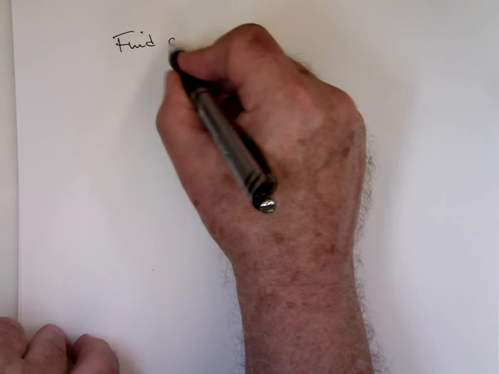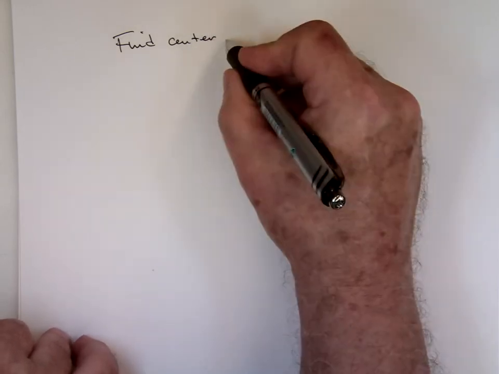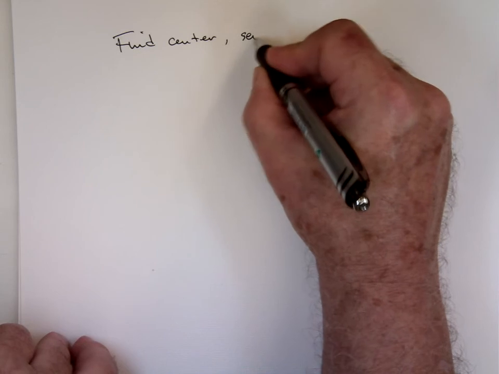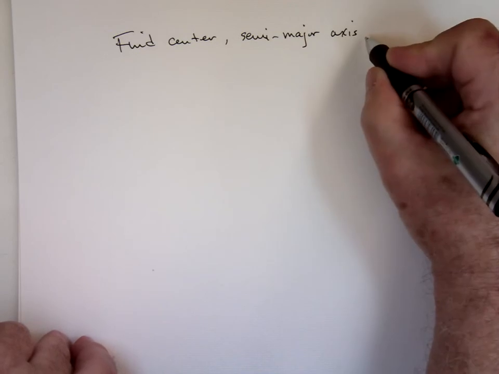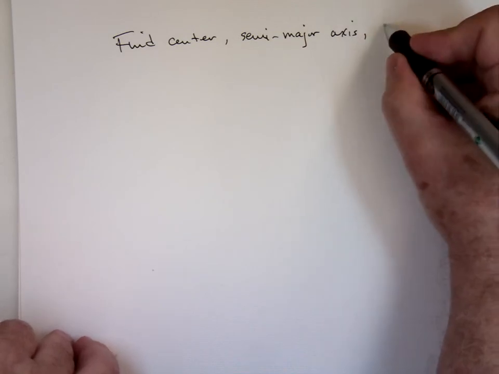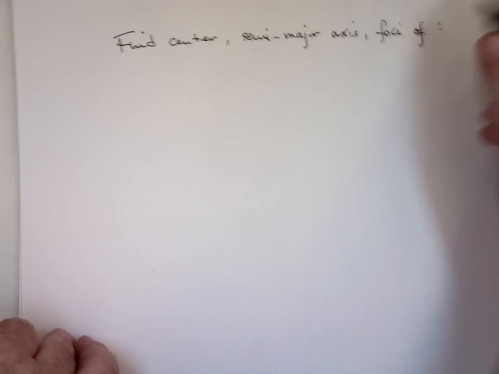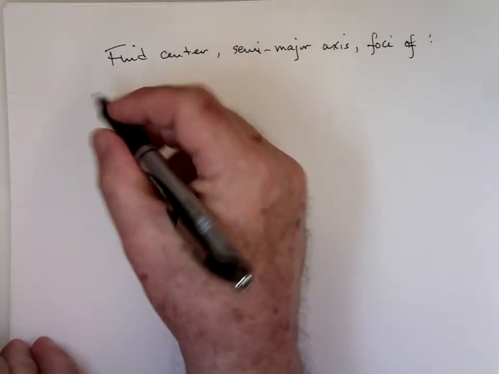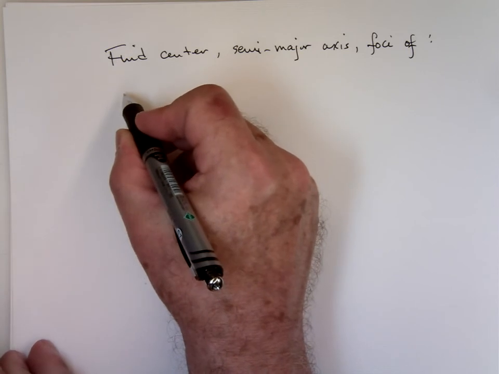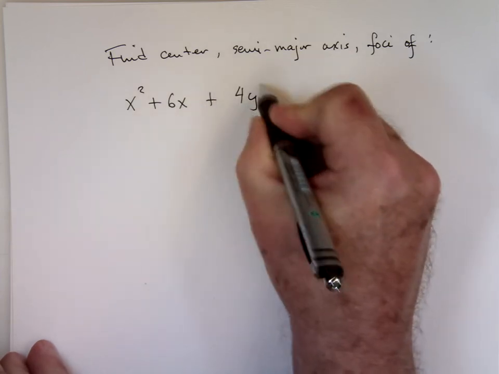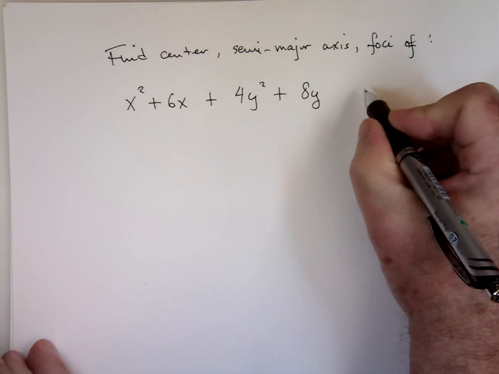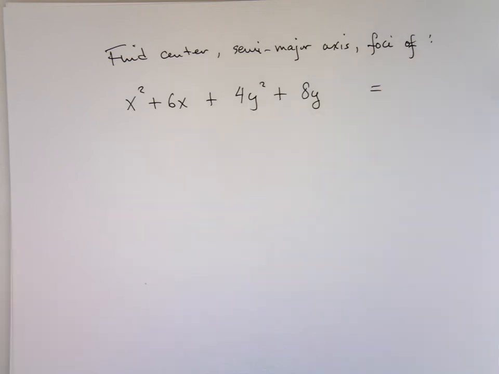Find the center, semi-major axis, and the foci of x squared plus 6x plus 4y squared plus 8y equals 12. Okay?